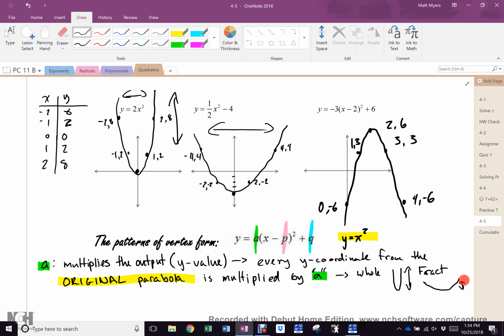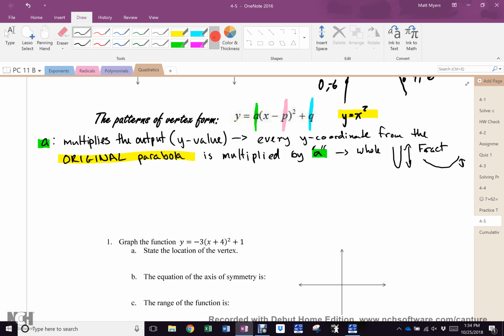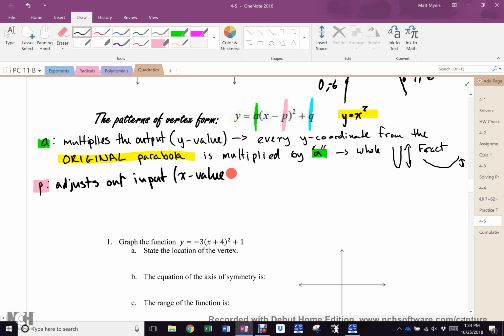Yeah? All right. The next one is P, which I have highlighted in pink. What does P do? P adjusts our input, which is what? The x-axis. The X value. What does it actually do?